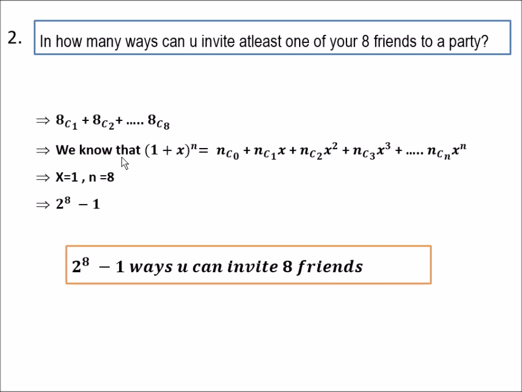We know that (1 plus x) whole power n is equal to nC0 plus nC1 x plus nC2 x square, and so on. And our result is in the form of (1 plus x) whole power n, where x is equal to 1 and n is equal to 8. So by equating with these equations, you will get the resultant value as 2 power 8 minus 1. That is, 2 power 8 minus 1 ways you can invite your 8 friends.